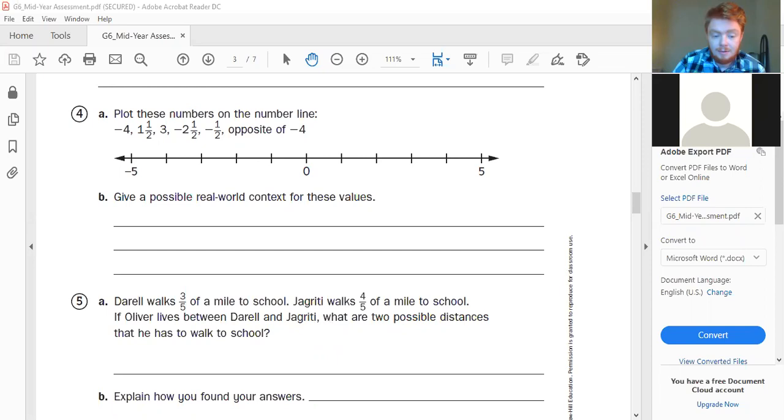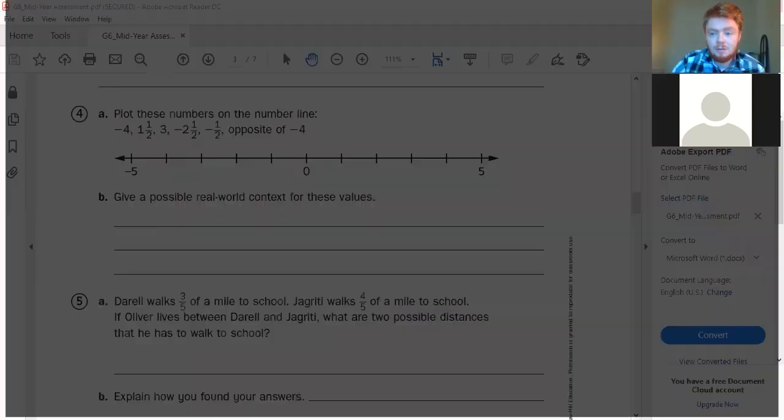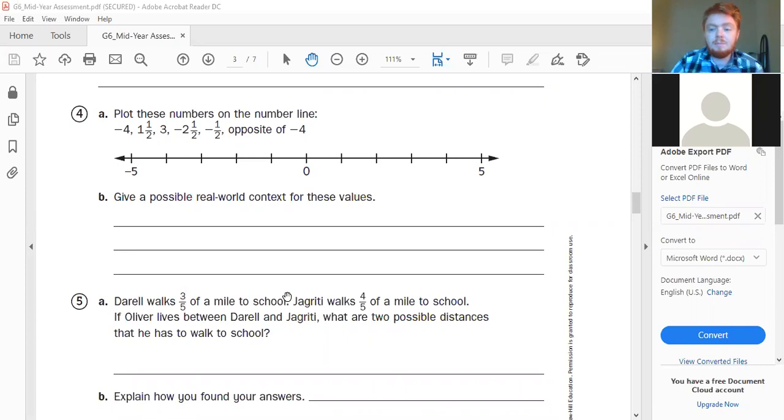We're going to continue working on the math we started on Monday.